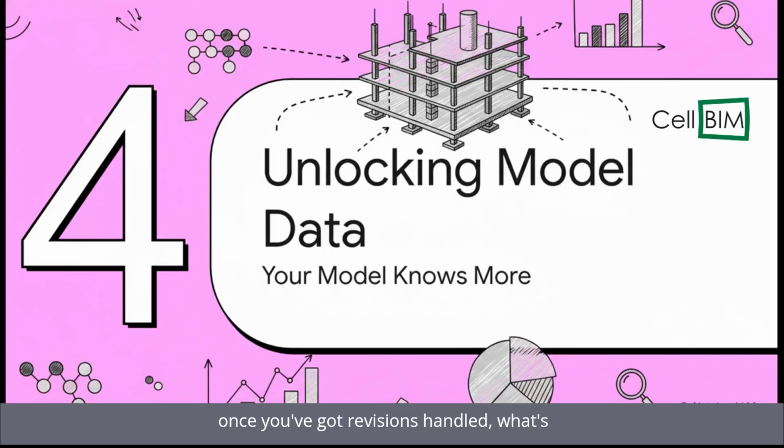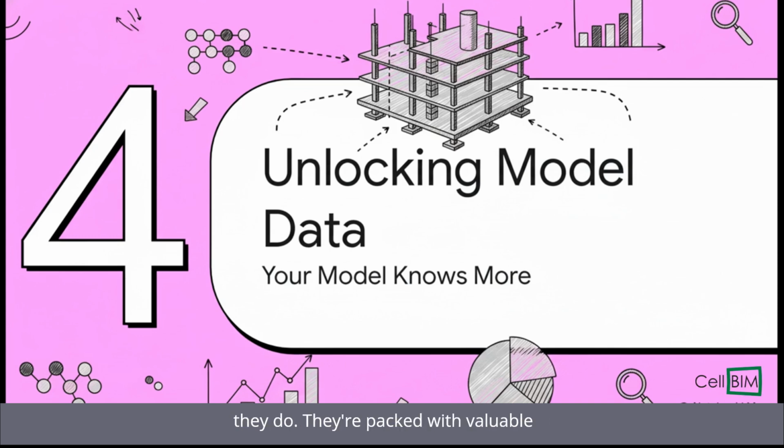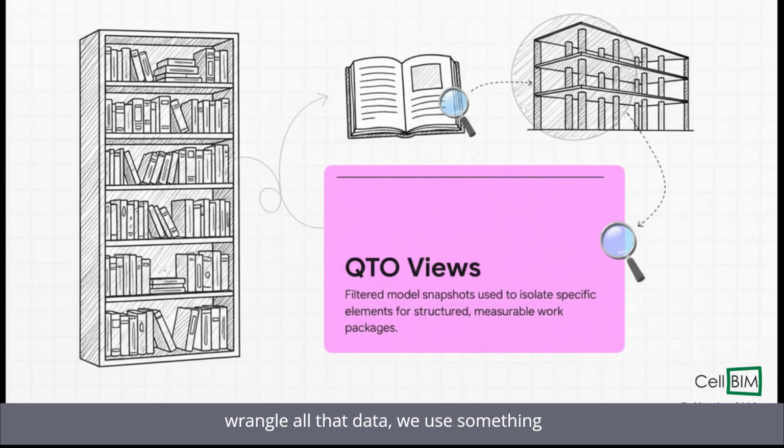Okay, so once you've got revisions handled, what's next? Well, we move into Section 4. This is about unlocking your model's data. Because, trust me, these BIM models know a whole lot more than you probably think they do. They're packed with valuable information, not just geometry. Now, to wrangle all that data, we use something called QTO views.